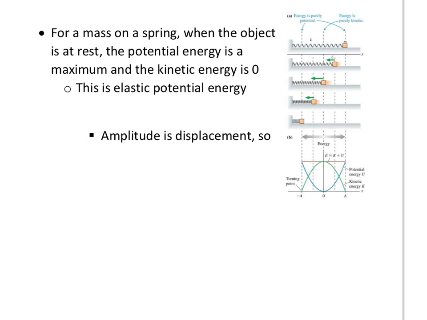The last thing we're going to look at is energy in simple harmonic motion. Whenever we're dealing with a mass on a spring, when the object is at rest, the potential energy is going to be maximum, and the kinetic energy is 0. The potential energy we're dealing with for springs would be elastic potential energy. So in case you forgot, elastic potential energy, and you do get this equation, is equal to 1/2 K delta x squared.